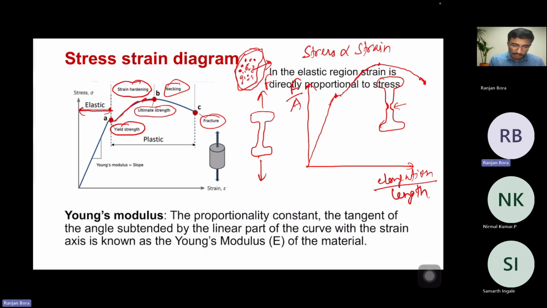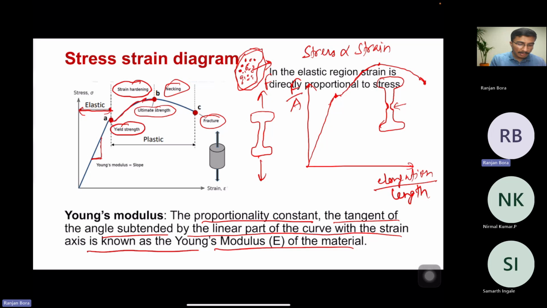And the proportionality constant, meaning the tangent of the angle subtended by the linear part of the curve with the strain axis, is known as the Young's modulus of the material. So from this stress strain plot, we can determine the Young's modulus.